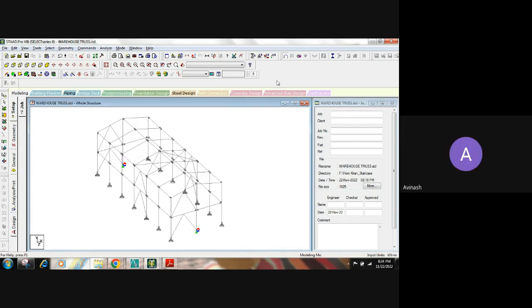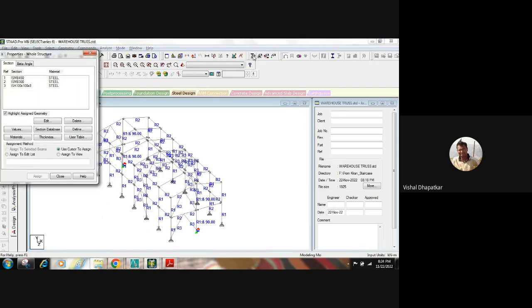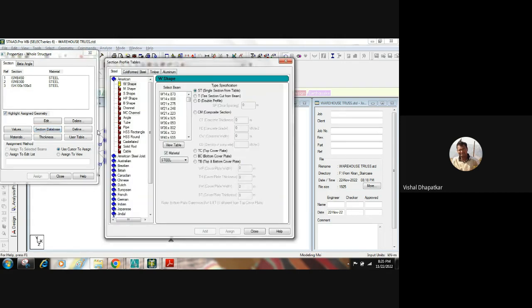Here this is the properties page from where we can select the properties. So if I click here, then I will get the properties. This is the section database where sections for all the codes, or all the countries like American, European, British, are available. American, Australian, Brazilian, British, Canadian, Chinese, Indian, all sections are available here. So we can select section size from here.